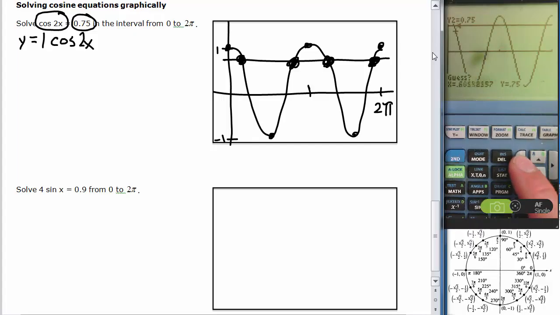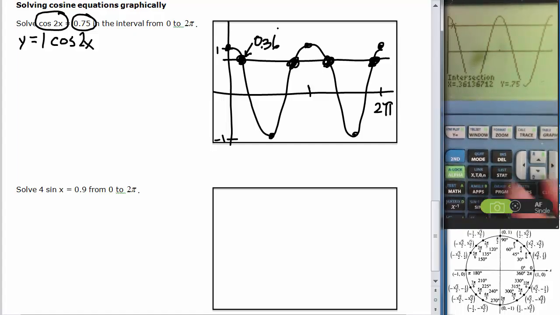Hit enter, and then for guess, we're going to try to guess where the intersection point actually is. When you do that a few times, you should get an intersection value. Here it says x is 0.36 and y is 0.75. All I'm concerned about is the x coordinate of 0.36. So that's one of my solutions right here, 0.36.